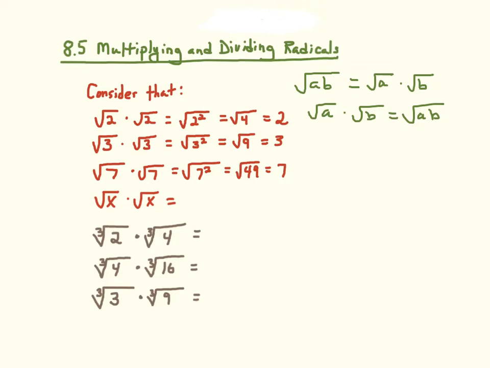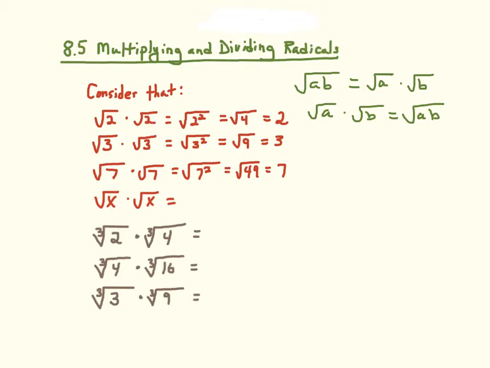if this was the square root of A times the square root of A, that would be the square root of A squared. So I have the square root of 2 squared, which is 4. The square root of 4 is 2. So if I have a radical expression times itself, that has to equal the radicand. So notice 2 is the radicand. So the square root of 2 times the square root of 2 is equal to 2.